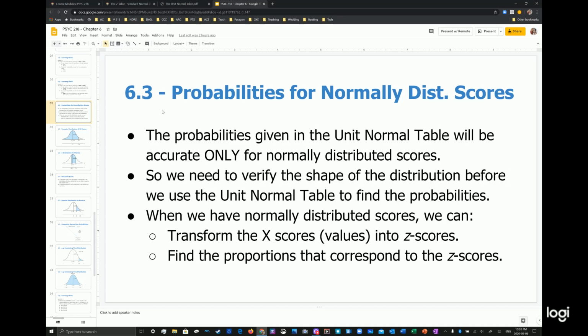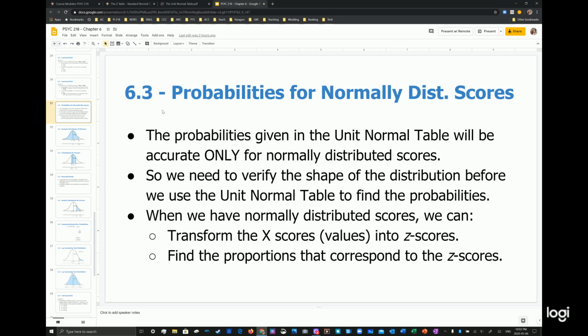finishing the first part of our unit normal table and using the unit normal table to find z scores and proportions, the only sure way for a student or any person for that matter when you're doing this for the first time to practice this skill is to work with practice problems.